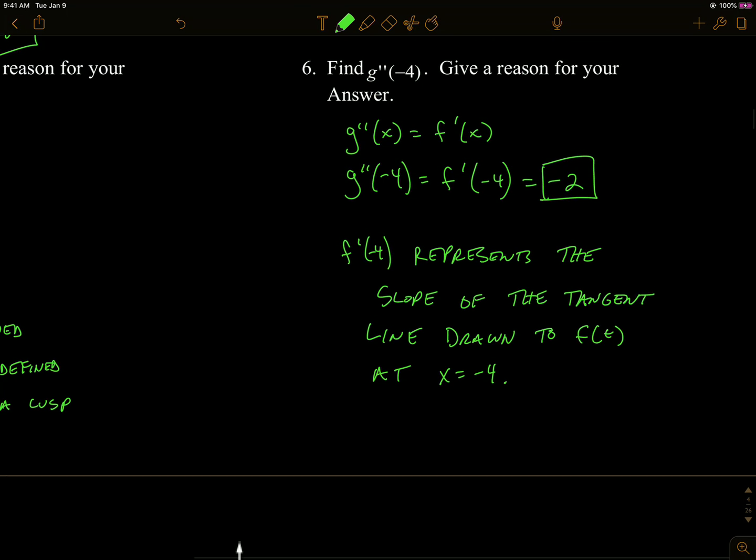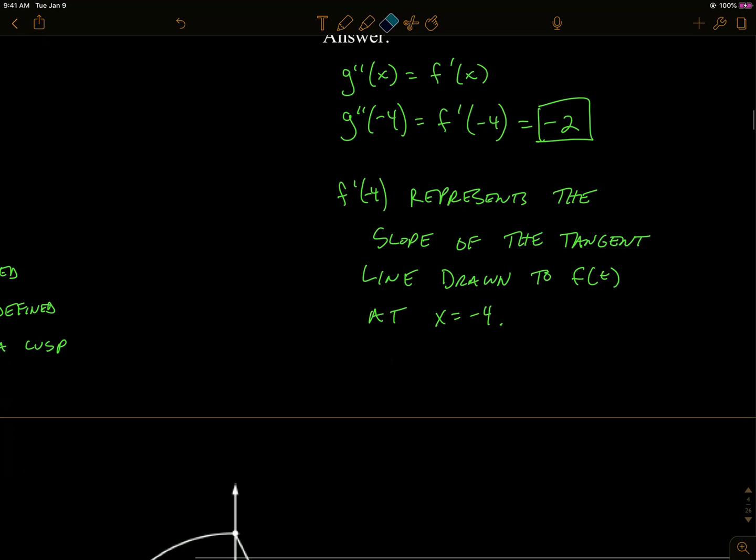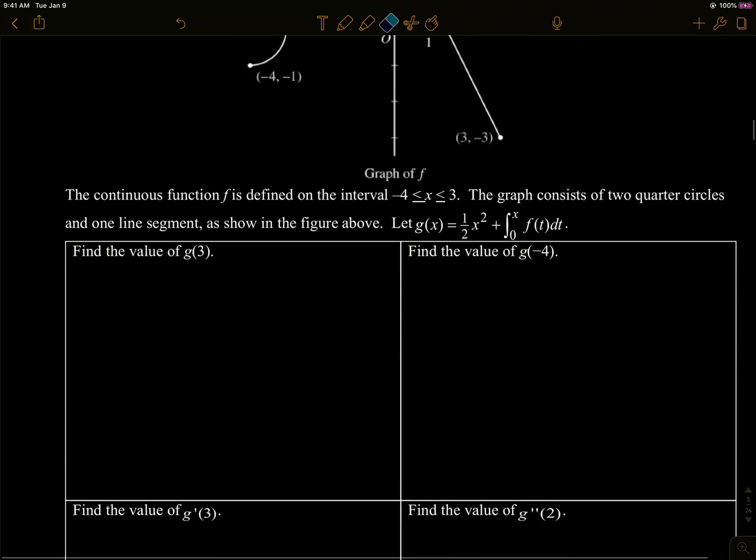So actually in front of that I should have said g double prime of -4. And I don't need to say that part. We know that it's f prime of -4. So we'll just leave it like that. All right, let's move on.